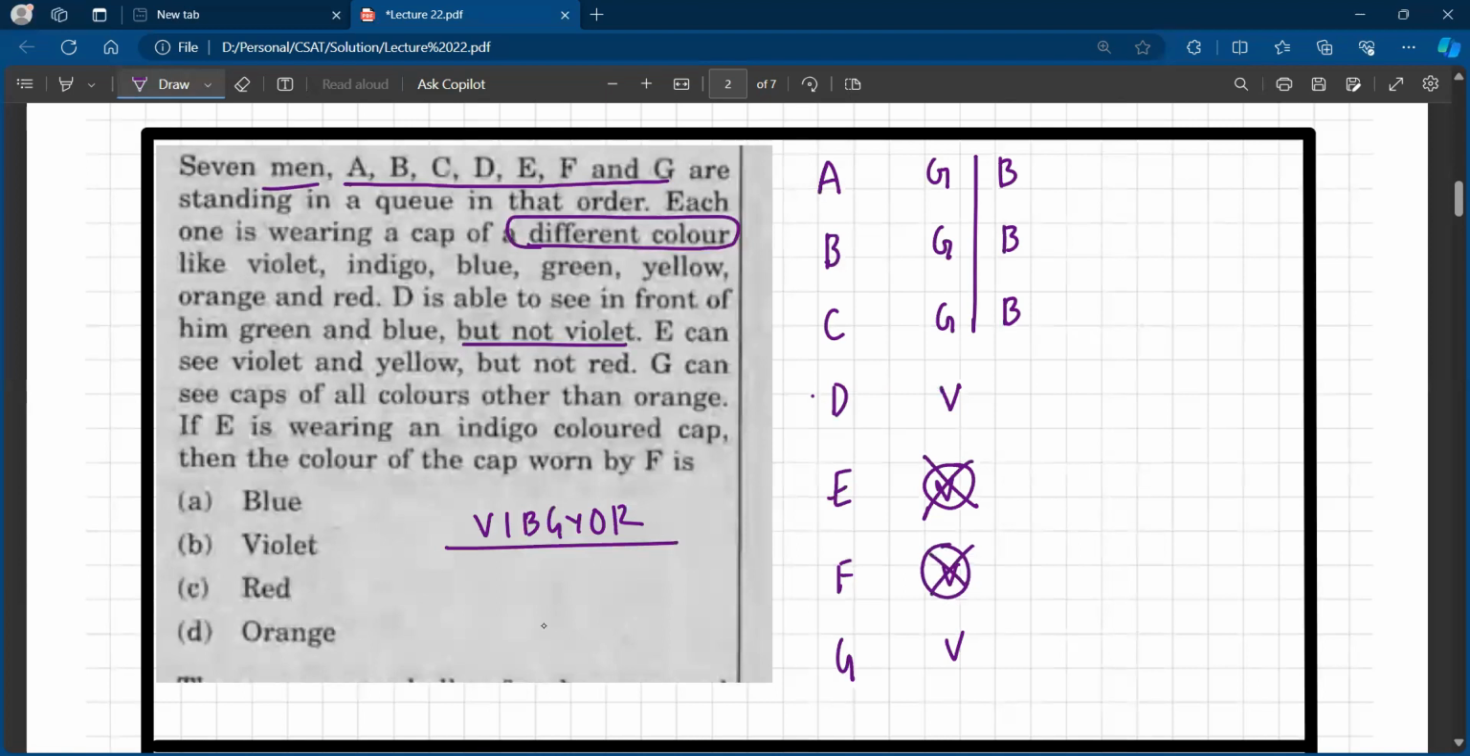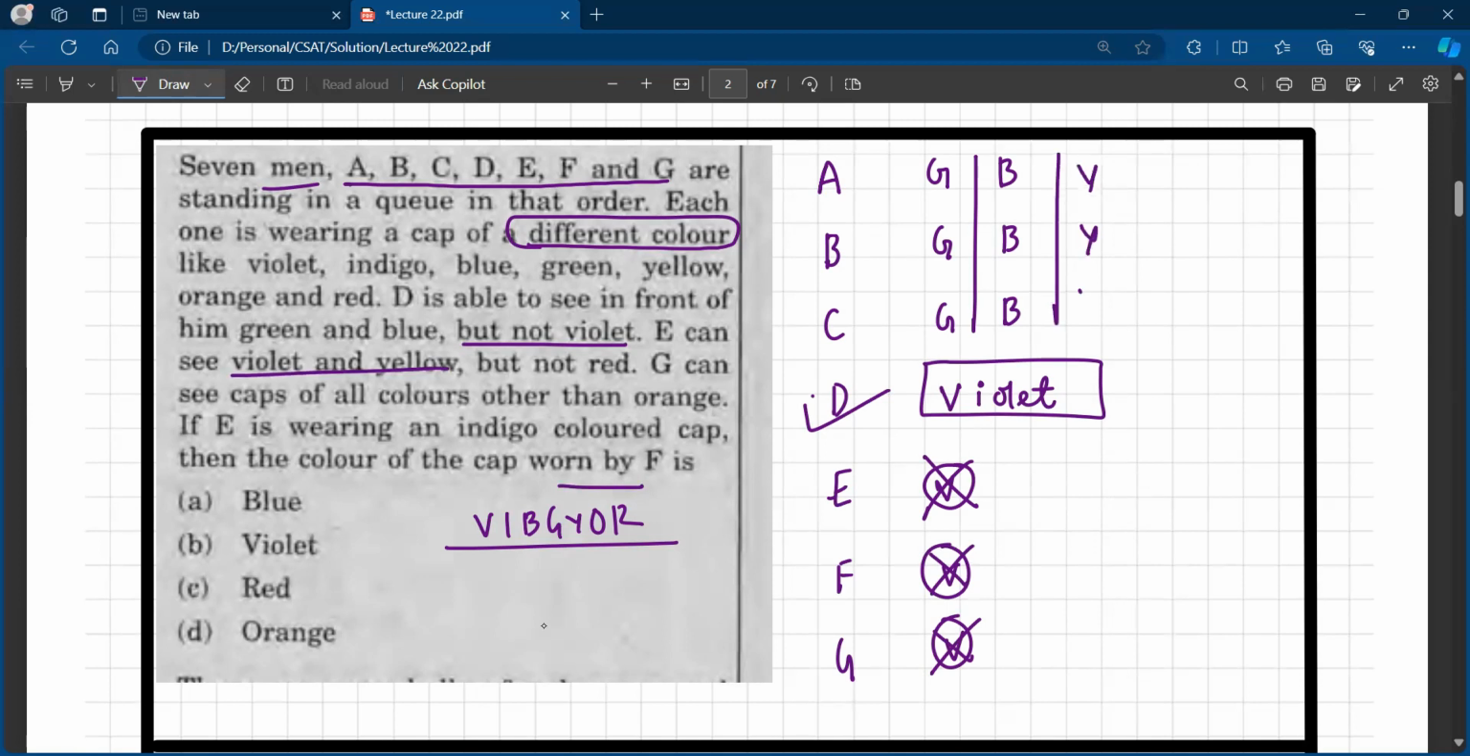This cannot be violet, and this cannot be violet. So violet has to be D. So D को violet हो गया. पूछा है what is the cap worn by F. Now E can see violet and yellow. अगर E can see violet and yellow, so this can be yellow. Got it? What is the cap worn by F? F cannot be violet. और कुछ eliminate हो पा रहा है? नहीं.